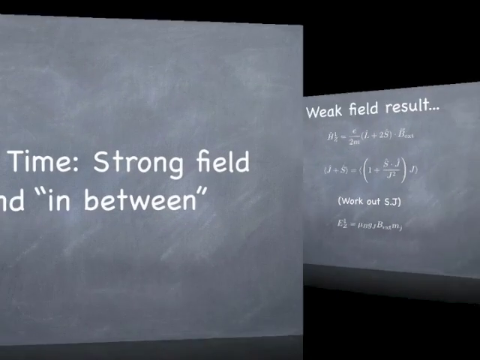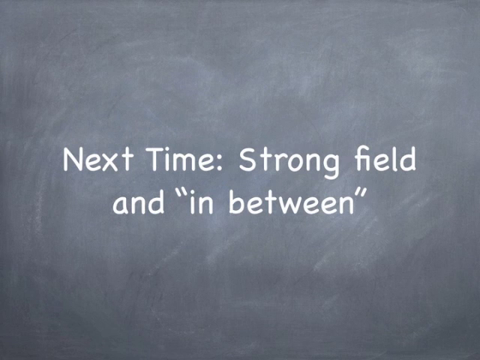Next time, we're going to go ahead and look at the strong field limit. What happens if the Zeeman field is much greater than the internal field, so that the Zeeman Hamiltonian is much greater than the spin-orbit coupling Hamiltonian? And then what about if the two perturbations are roughly the same order of magnitude? How do we handle that? That turns out to be a little bit of a mess, but we need to see how it's done, and so we'll do that next time.